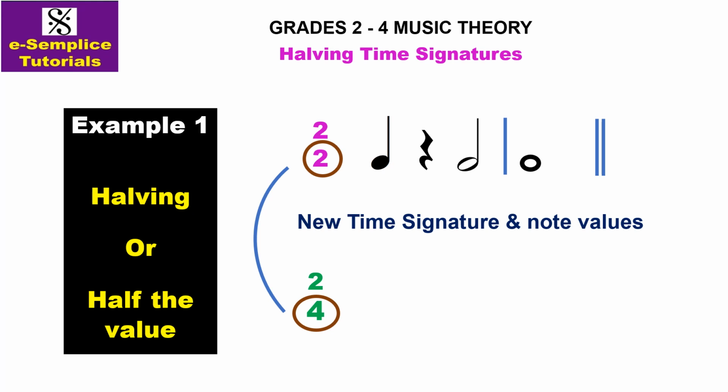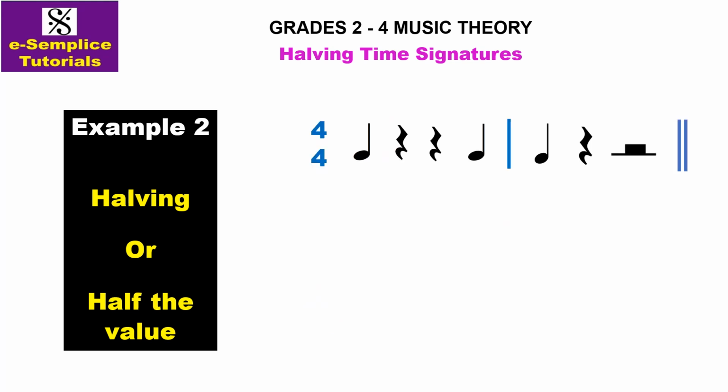Now, just like we did when we were doubling, we are going to halve each of the notes and rests. So the first note there is a crochet. If you have that, you'll have a quaver. Then the crochet rest will become a quaver rest. The minim will become a crochet, and then the bar line. Then the semibreve will become a minim, and the final bar line. Now check through, you'll see that each of the bars actually has 2 crochet beats per bar.